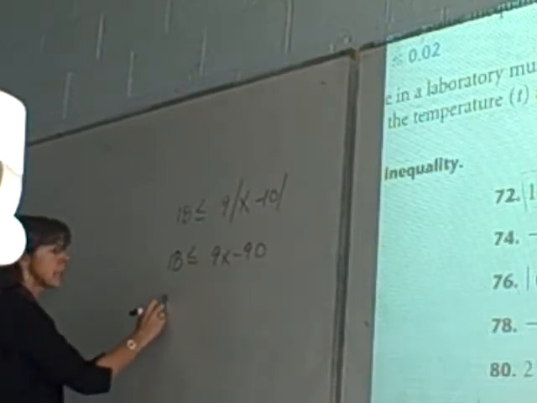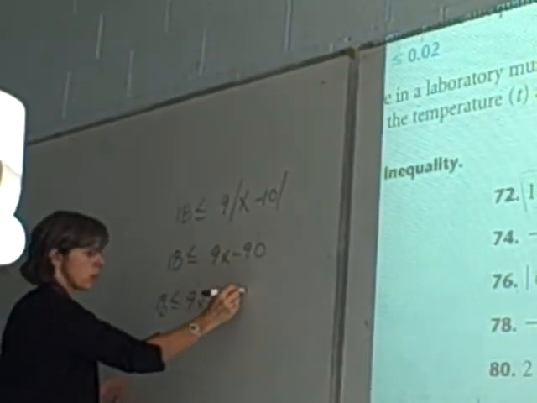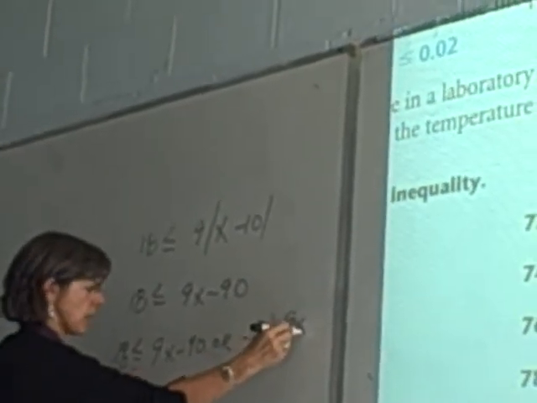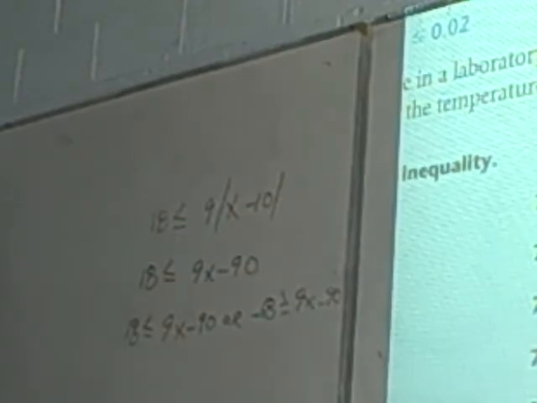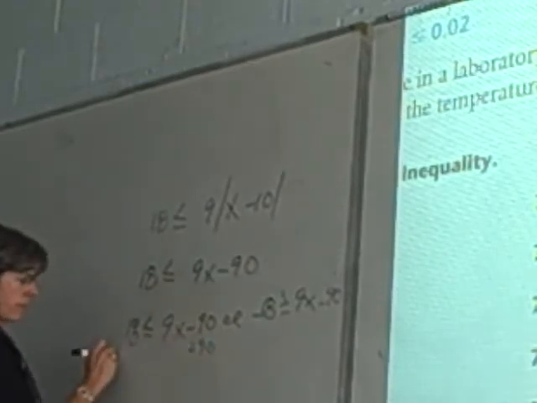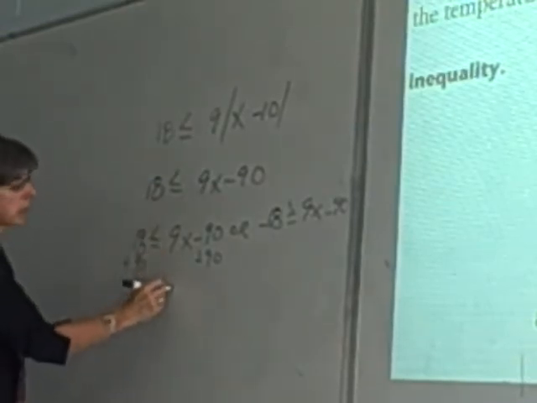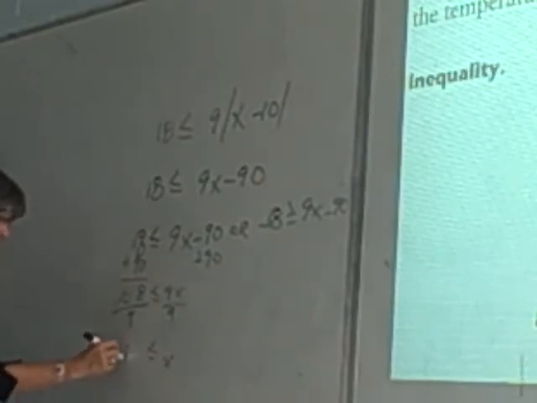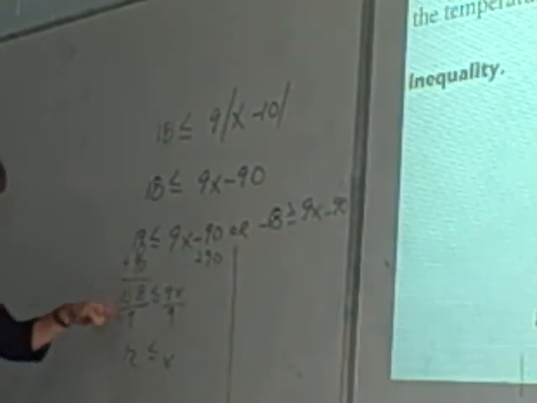So you're going to have 18 is less than or equal to 9x minus 90, or negative 18 is greater than or equal to 9x minus 90. It's just bigger numbers. It's the same thing, it's just normal work. Oh, because you end up multiplying both sides. Right? And so I'm going to have 108 is less than or equal to 9x, divide by 9. x is going to be greater than or equal to 12, right?